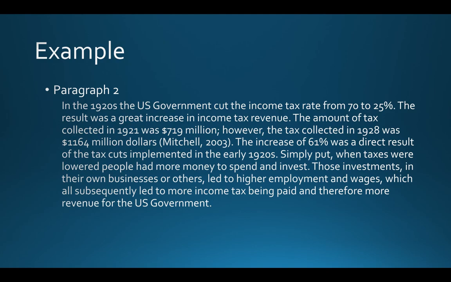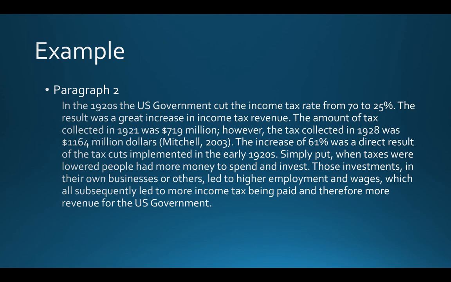Now I'm going to connect those two. The increase of 61% was a direct result of the tax cut implemented in the 1920s. Okay, and I'm expanding on it. Simply put, when taxes were lowered, people had more money to spend and invest. Those investments in their own businesses or others led to higher employment and wages, which all subsequently led to more income tax being paid and therefore more revenue for the U.S. government.